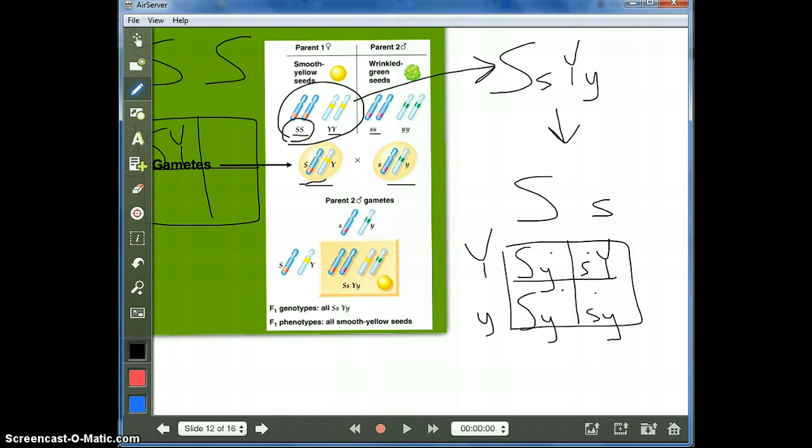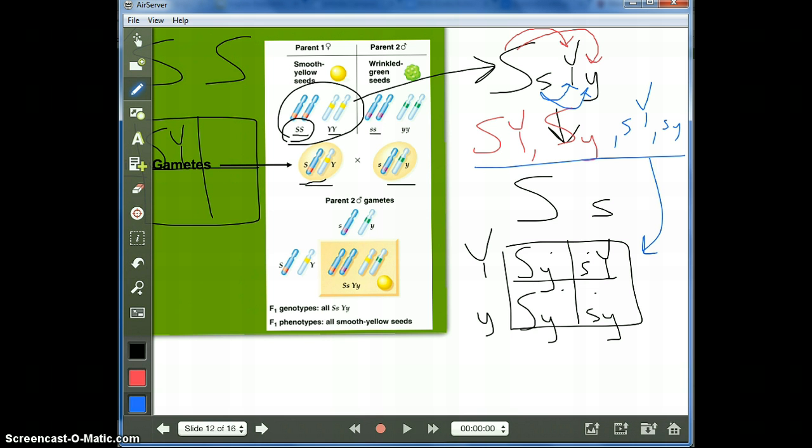Another way you can do that is what you do in math, the FOIL method. We're going to take this big S with the big Y, and this big S with the little y. So big S, big Y is one combination, big S, little y is a second. Then I can move into the little s, little y, and little s, big Y, I should say. That's the FOIL method. Those are my four combinations, which are also shown there.